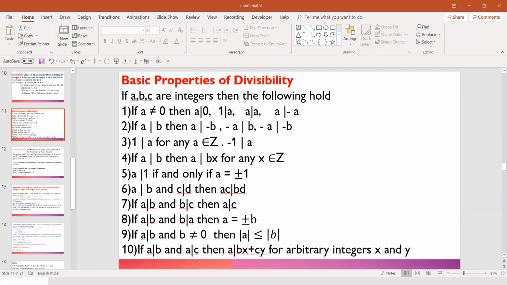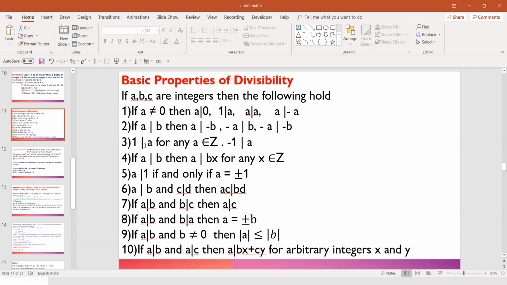Then 1 divides every integer. a is a divisor of itself. When a divides a, it also divides minus a. If a divides b, then a divides minus b. Minus a divides b, minus a divides minus b. 1 divides a. This is simple.